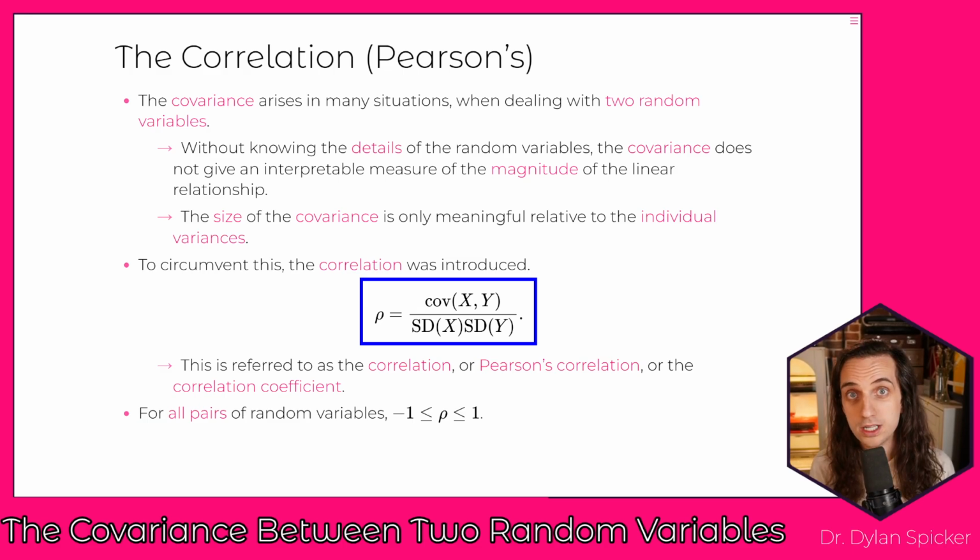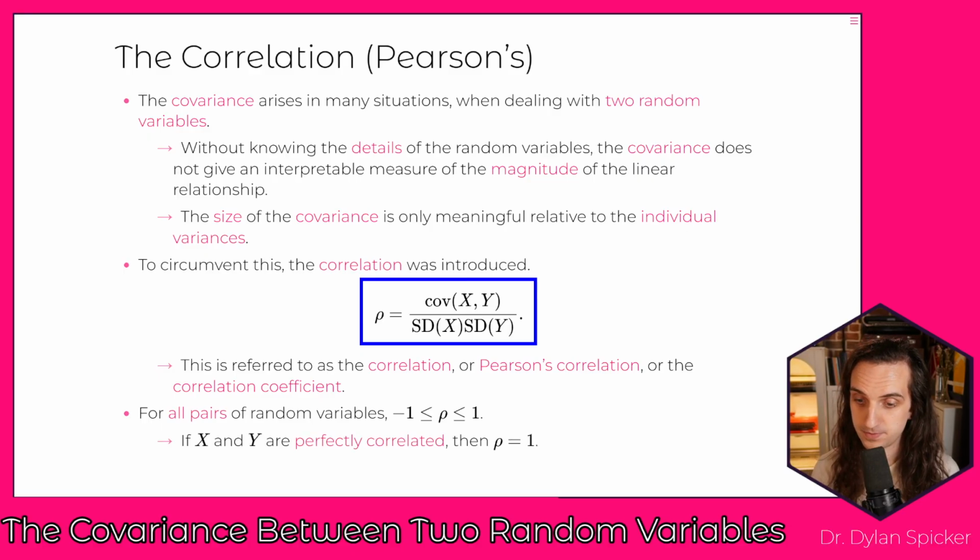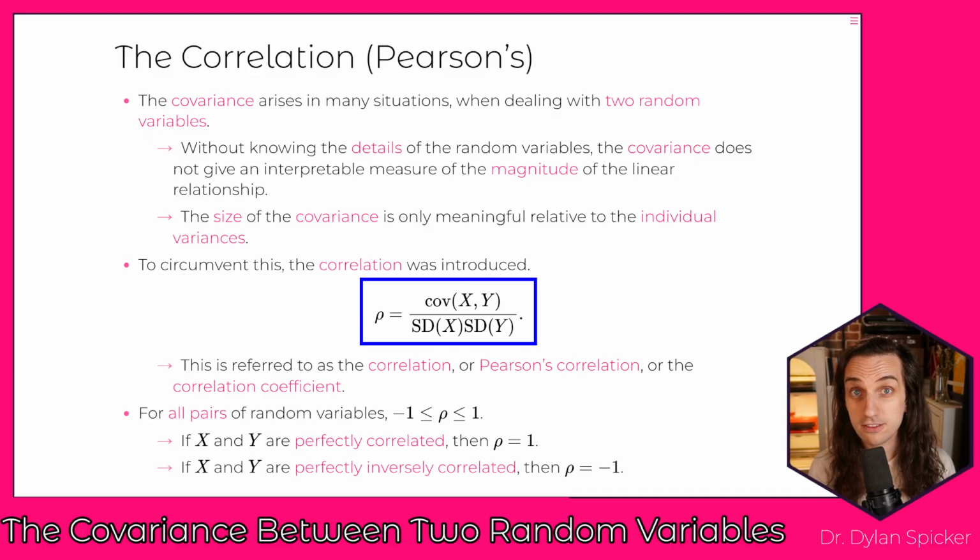Okay, and so now, with the size of the correlation, we know something about the relationship that we would not have known if we had only seen the covariance. Okay, so if x and y are perfectly positively correlated, then the correlation is 1. If they are perfectly inversely correlated or negatively correlated, then the correlation would be equal to -1. If they have no correlation, then rho is going to be 0.